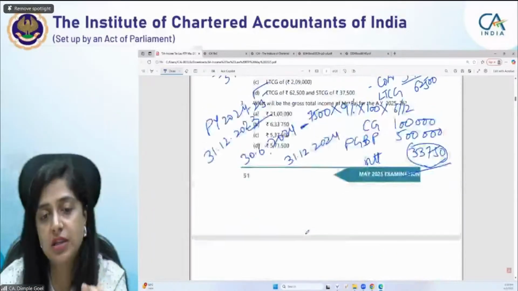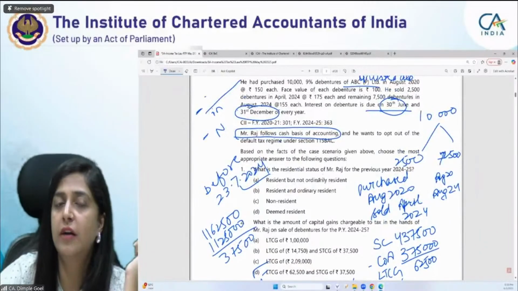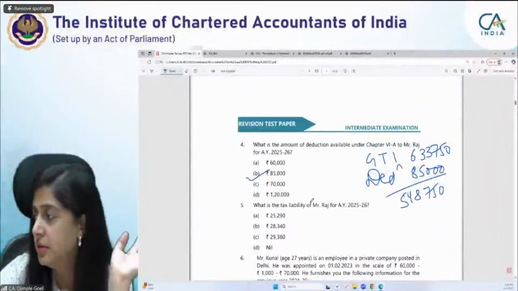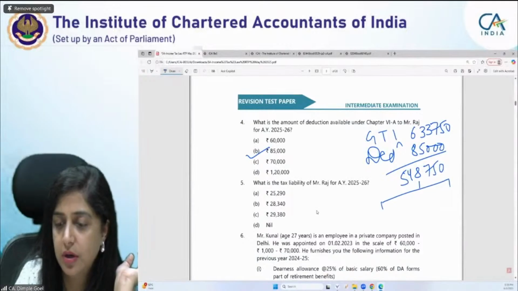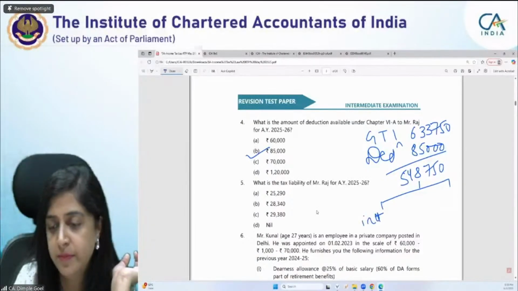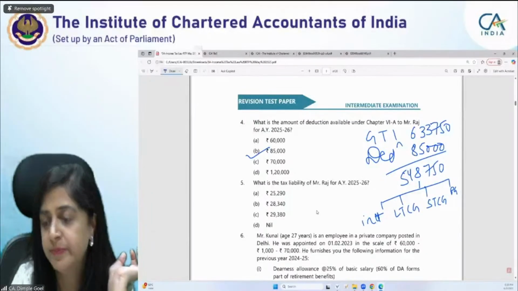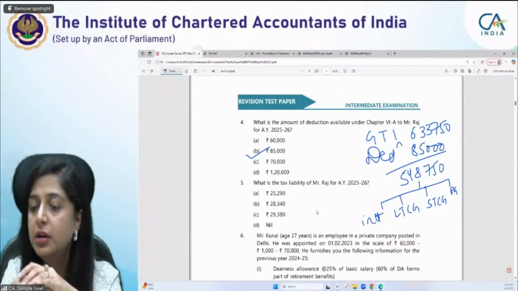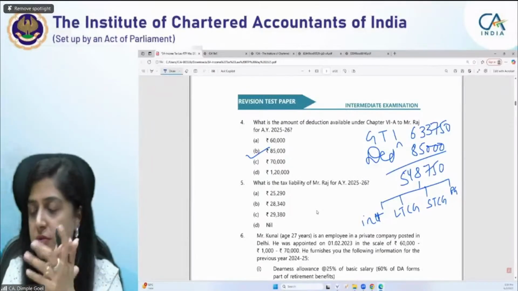So we have to compute the tax liability of Mr. Raj. For Mr. Raj, the information is given that he has opted out of the default tax regime. So we have to compute the tax liability as per the normal provisions of the Act. Okay students, just calculate the tax liability. This consists of 4 parts of your income: one is your interest income, second is your LTCG, third is your STCG, and fourth is your PGBP income. These 4 are the components of this 5,48,750. Just compute the tax liability as per normal provisions of the Act.